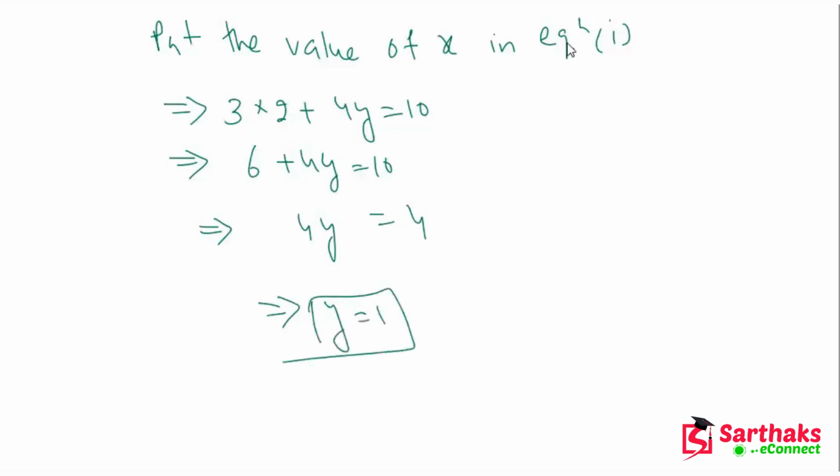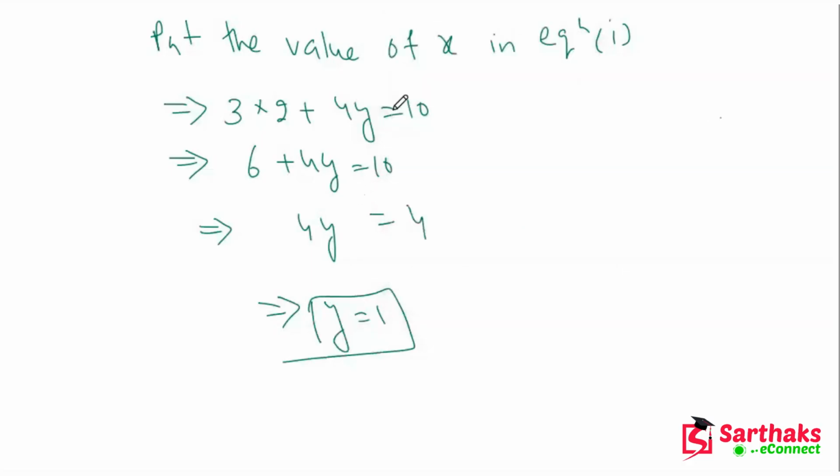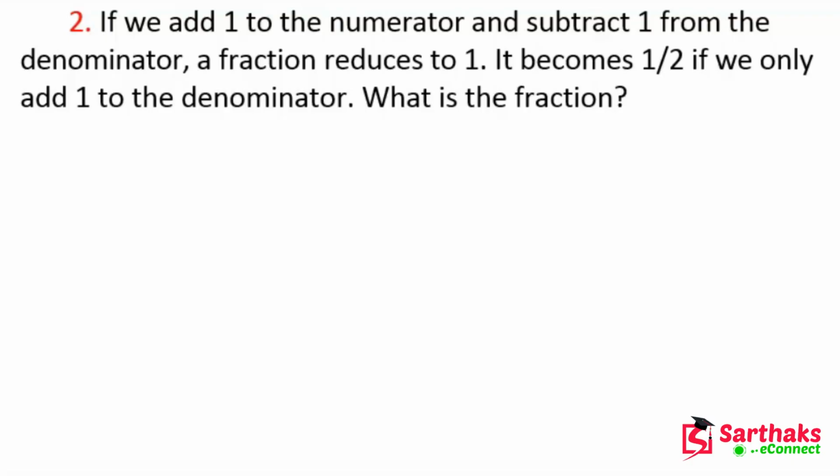Okay, so I hope you get this point. Okay, so now let's move on. So the next question is, if we add 1 to the numerator and subtract 1 from the denominator, a fraction reduces to 1. It becomes 1 upon 2 if we only add 1 to the denominator. Now we have to find the fraction. Now what is the fraction?